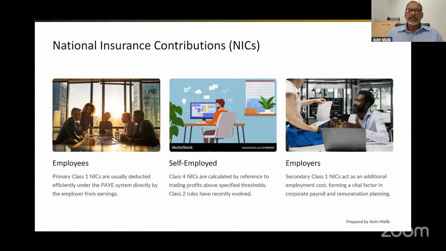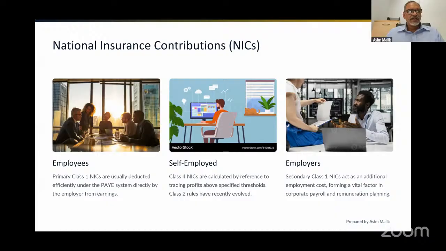Self-employed individuals only pay Class 4 National Insurance. There used to be Class 2 National Insurance, which is a fixed amount irrespective of the profit. But since the beginning of last tax year, HMRC have abolished it. It used to be 250 a week, but now it doesn't apply anymore. And it's only the Class 4 National Insurance which is paid by the self-employed.